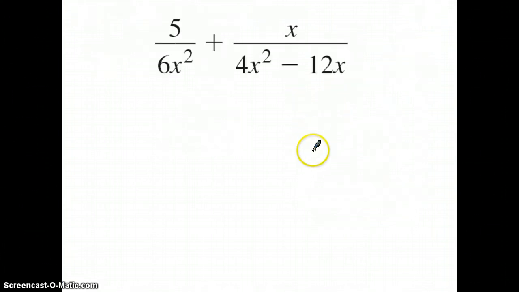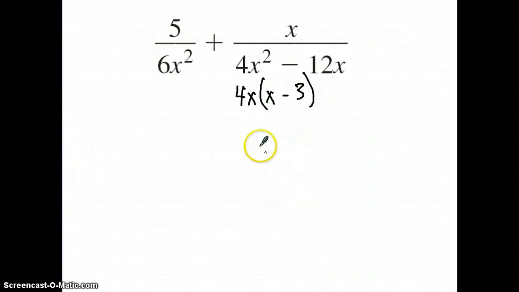Well, what happens if we have two different denominators? We have to find common denominators. So first, always factor the denominators, so that way you know what pieces are involved. So if we factor this, well, 6x squared can't factor that, and we could break it down into 2 times 3 times x, but we'll just leave it as 6x squared. However, this 4x squared minus 12x we can factor by taking out a 4x. If we take out a 4x, we're left with x minus 3.